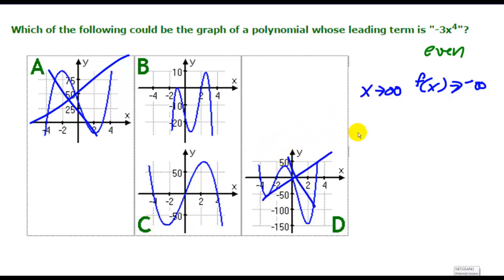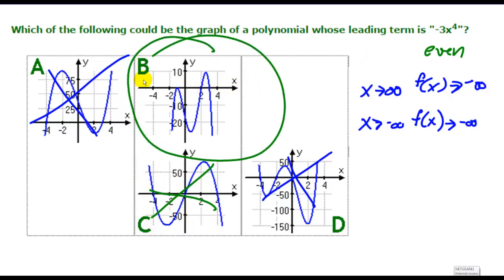So now I want to look at what happens when I go negative. If x goes to negative infinity, what's f of x do? Put a negative number in here, raise it to the fourth power. That's going to go positive, but I multiply it by a negative, and that goes negative. So I want something going down in both directions, which means this is out, and b is my term.